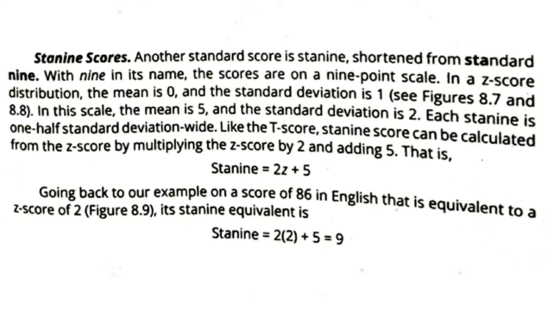Like the t-score, the stanine score can be calculated from the z-score by multiplying the z-score by 2 and adding 5. That is, stanine equals 2z plus 5. Going back to our example, a score of 86 in English is equivalent to a z-score of 2 in figure 8.9. Its stanine equivalent is stanine equals 2 multiplied by 2 plus 5 equals 9.